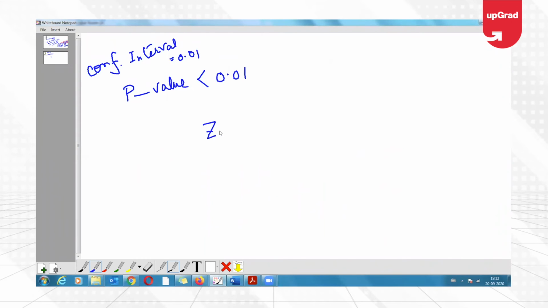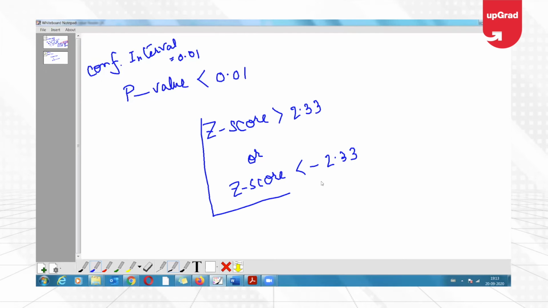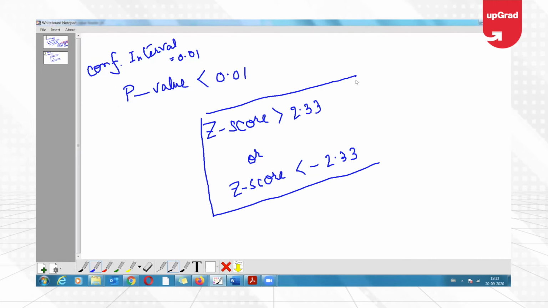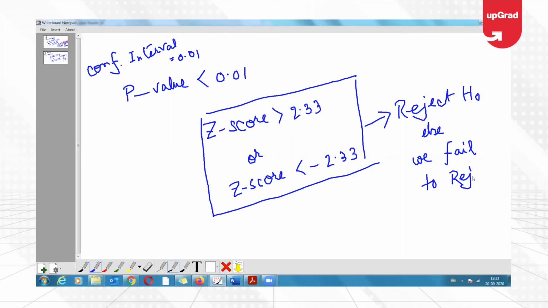So in this case, a z-score greater than 2.33 or a z-score less than minus 2.33, if either of these scenarios occurs, then you can reject H0. Else we fail to reject H0.